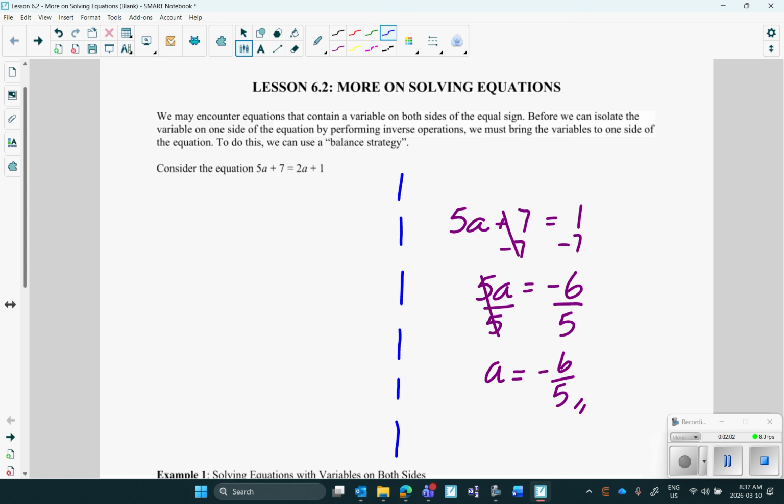So what I'm going to do is take the 2 A's from the right side of the equation and have them join the 5 A's on the other side. But remember, to get rid of 2A, I have to subtract 2A. And whatever I do to one side, I have to do to the other. So 2A minus 2A cancel each other out.